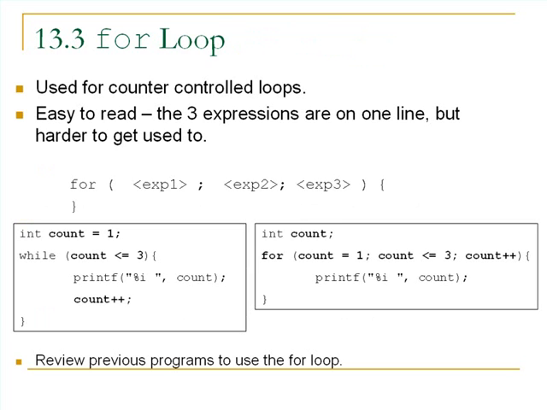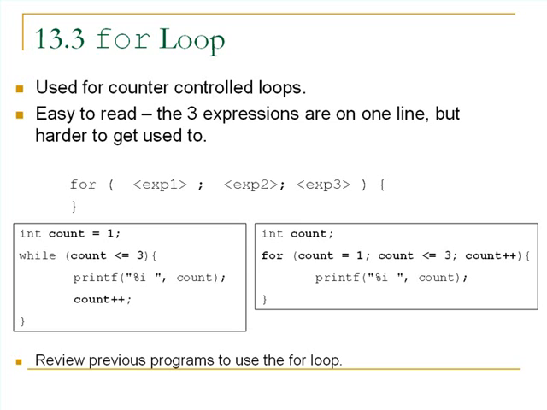Let's look now at the for loop. The for loop is the most useful loop for counter-controlled loops, and it's also the most complicated. It takes a few tries to get used to this. People like the for loop because it's easier to read. The 3 expressions, where do you start, where do you stop, and how do you get there, are all on one line. But they're not all executed at the same time.